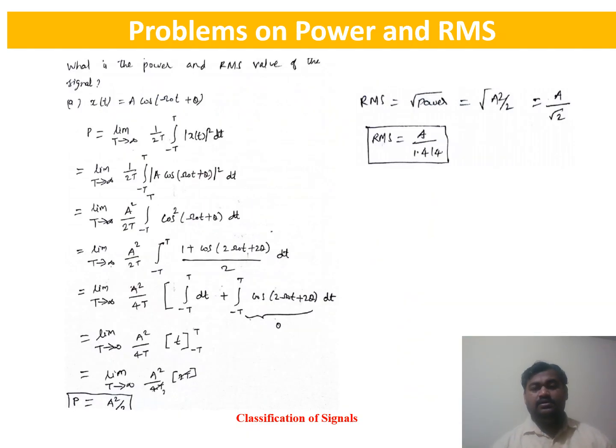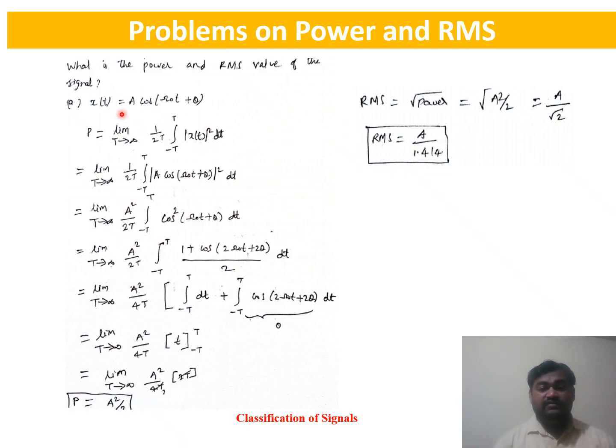Next one, problems on power and RMS. What is the power and RMS value of the signal x of t equal to a cos of omega naught t plus theta? This is the given problem. We know that to find the power, P equal to limit T tends to infinity, 1 by 2T integral from minus T to plus T, modulus x of t whole square dt. It's the formula to find the power.